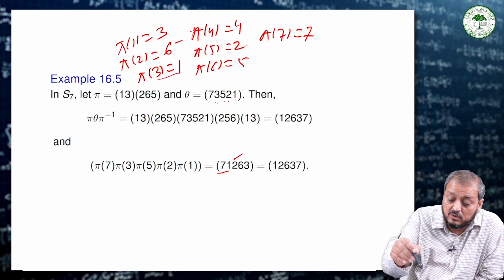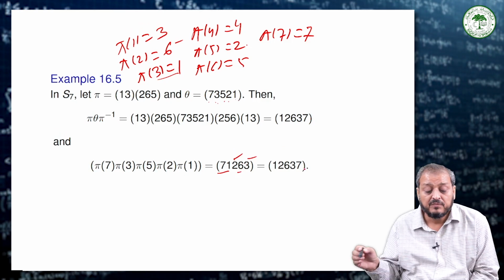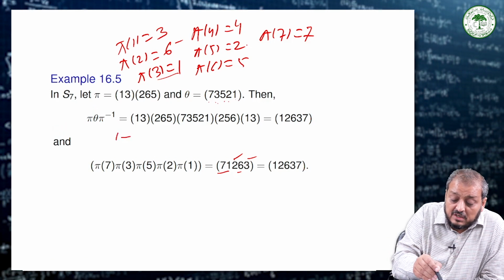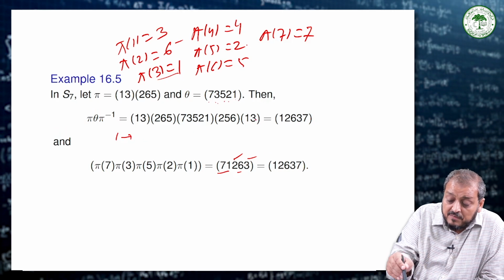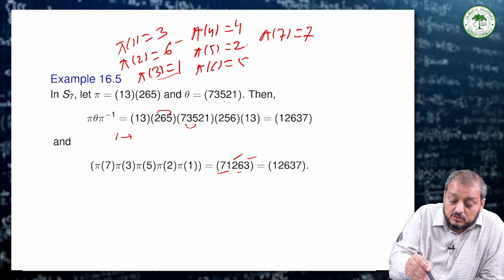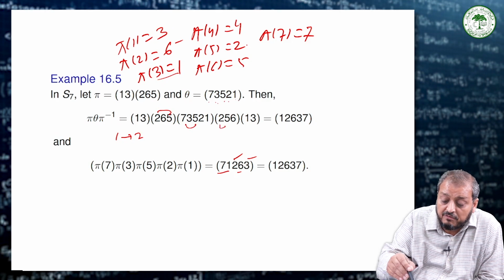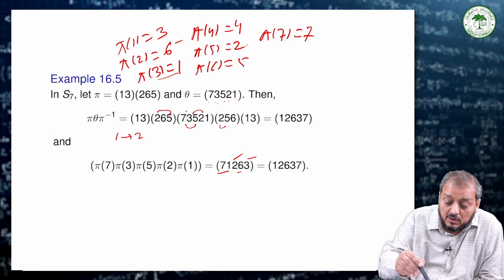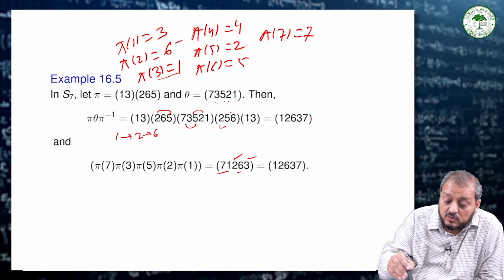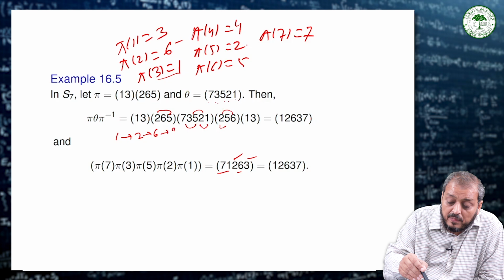Pi 2 is equal to 6, pi 1 is equal to 3, and then it is equal to clearly... Or the other way, in this direction we can start from 1, so we can say that 1 goes to 3, then 3 goes to 5, and 5 goes to 2, then 2 goes to 5, then 5 goes to 2, and then 2 goes to 6, then 6 goes to 2 again, and then 2 goes to 1, and then 1 goes to 3.